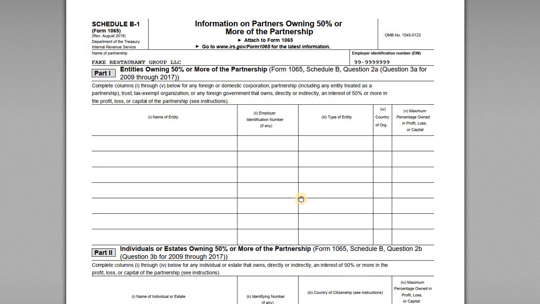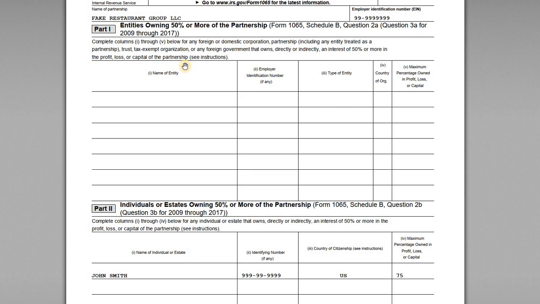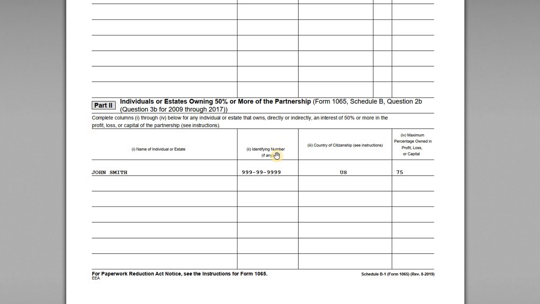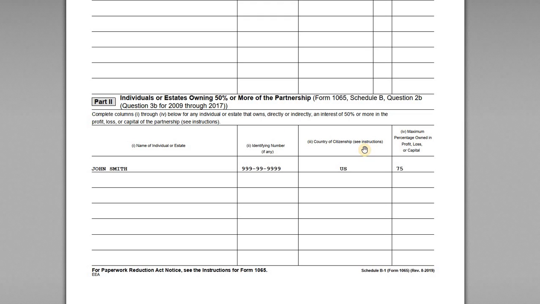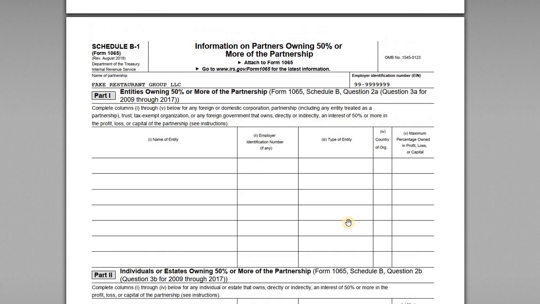So again, this is information on partners owning 50% or more of the partnership. Part 1 would be if it's an entity, so if the owner is an entity in the company. And then part 2 is individuals or estates. In our case, John is an individual, he's a natural person. So we've listed John's name here, his tax ID number, country of citizenship, and then the percentage ownership he had during the year. So pretty straightforward there. Again, if you answer yes to that question in Schedule B, where it asks us about the greater than 50% ownership, you've got to attach this B1 and provide more information.